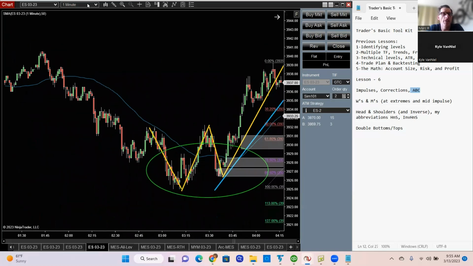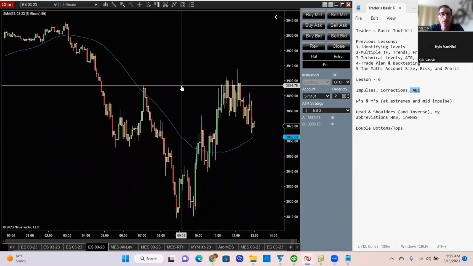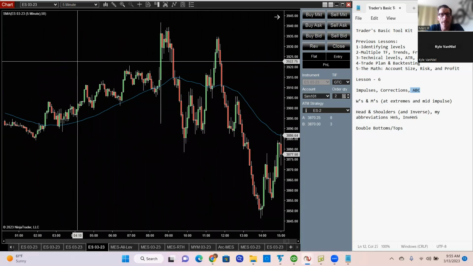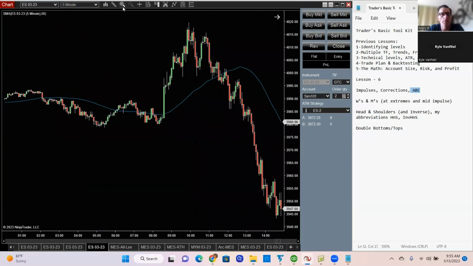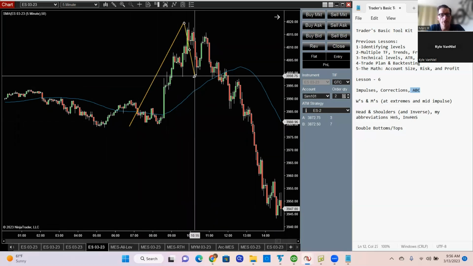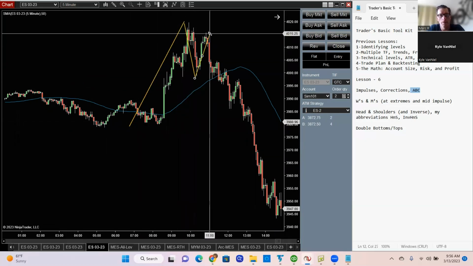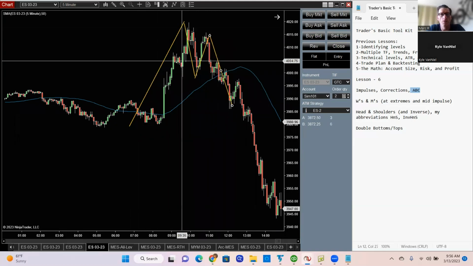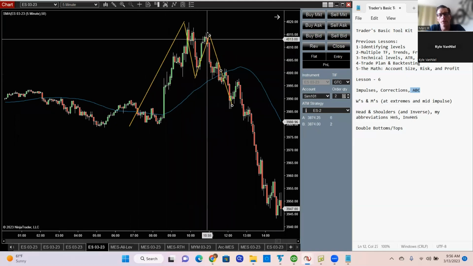The M just happens in supply zones, just opposite of what we're talking about in demand, right? So an example of that would be something like this. Here's a 5-minute chart. Here's a big move up. Price comes down. Price comes up. Price comes down. What do you have there? There's your letter M. Here, here, here, here.